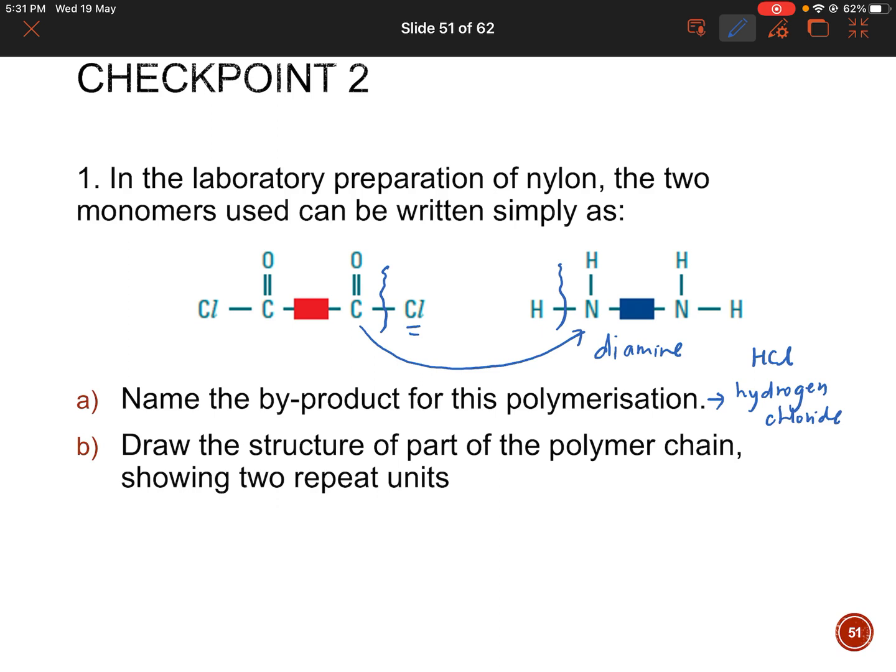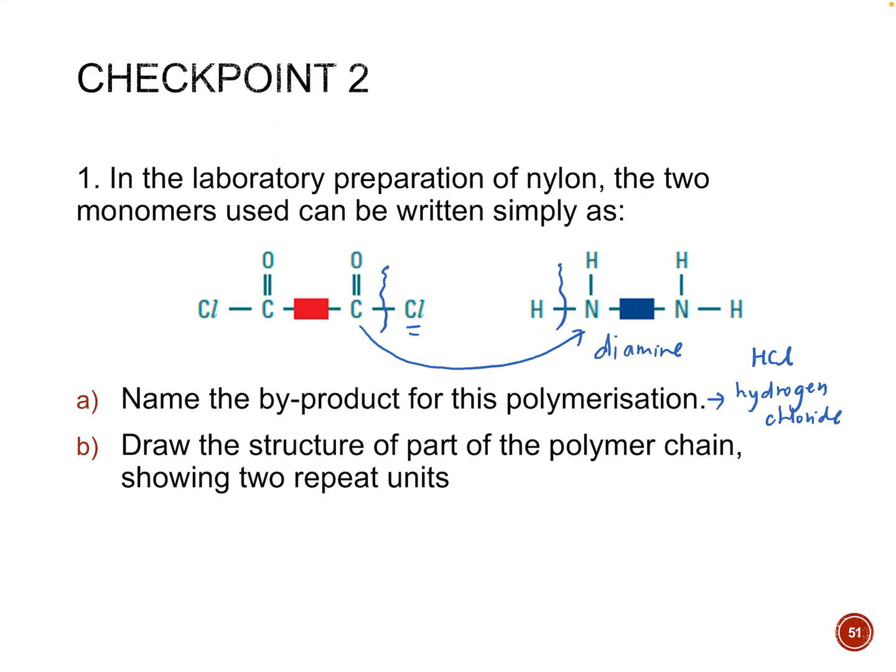So I'm supposed to draw two repeat units. So let's do that. So you start with your C double bond O, and you join it to the nitrogen of the diamine. Now the boxes, you can leave as boxes, doesn't matter whether it's colored or not. So this is one repeat unit.